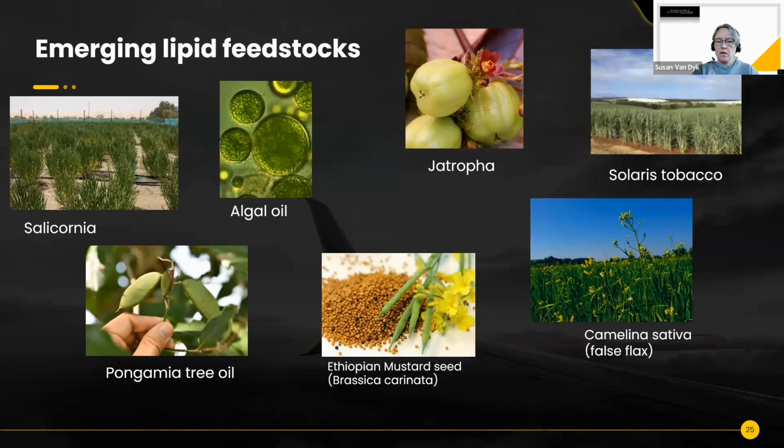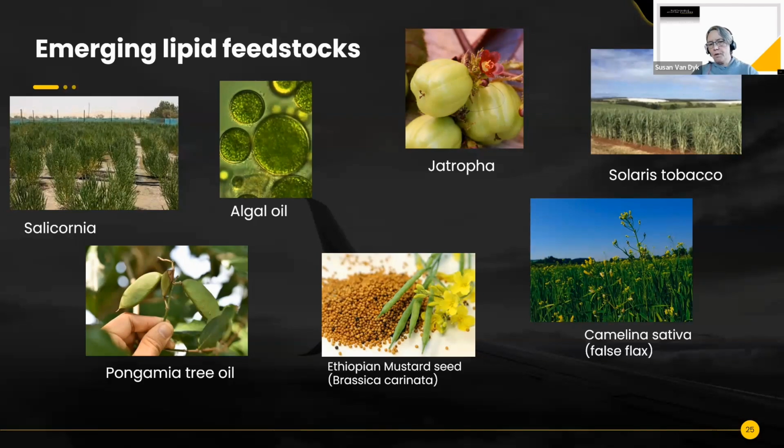Then you have this category, which I call emerging lipid feedstocks, because they are not established and they're not available commercially. Here we see Salicornia, which is not a succulent, but it grows in salt water, like estuaries, so it can tolerate poor growing conditions. This has been explored in areas such as the Middle East. Algal oils: algae can produce these little fat molecules inside the cells. You get Pongamia tree oil, so it's harvesting the seeds.